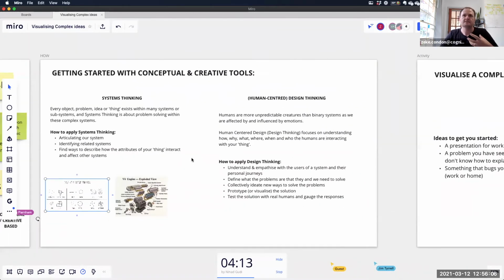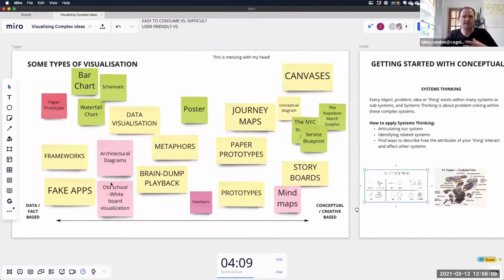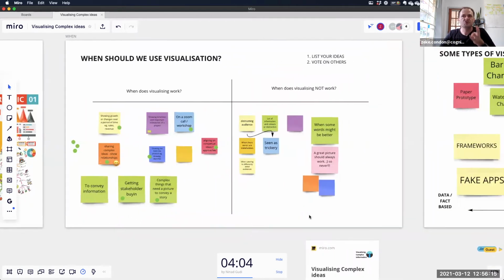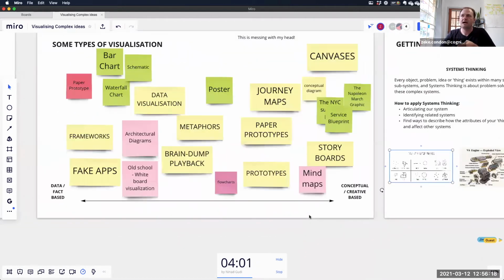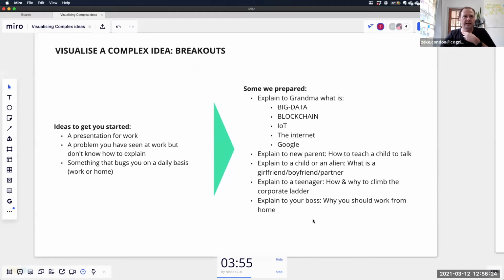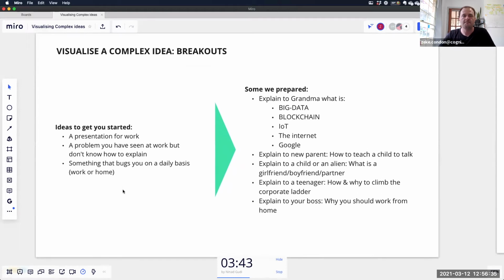So there are some of the creative tools to think about how to visualize. We've spoken about some different types of visualization that are out there, between the data and fact-based to the conceptual. We've spoken about when we should or should not visualize. And now I want to move us into a little activity as a breakout. We've got probably enough here for two breakouts to go through the activity, using either a design thinking or a systems thinking approach to articulating in a visual way how to explain one of these ideas here.